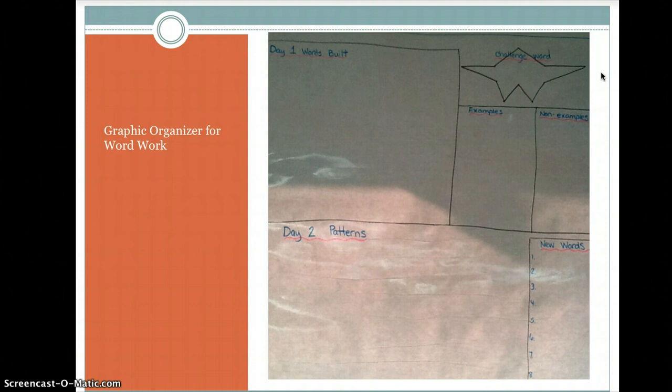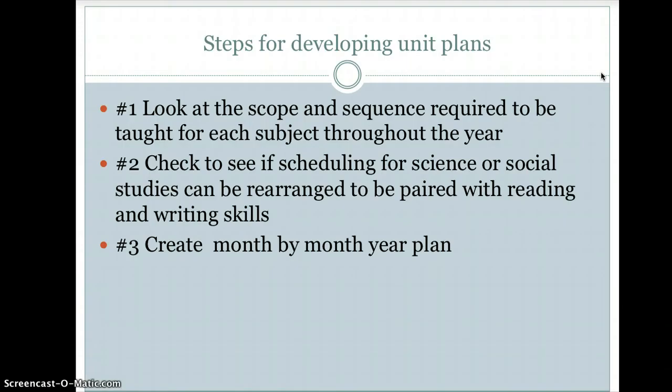This is an example of word study that is done as a mini lesson every day, and it can be connected to the vocabulary words of the content area. And then these words can be repeated as spelling words. Using these steps, teachers can develop unit plans.